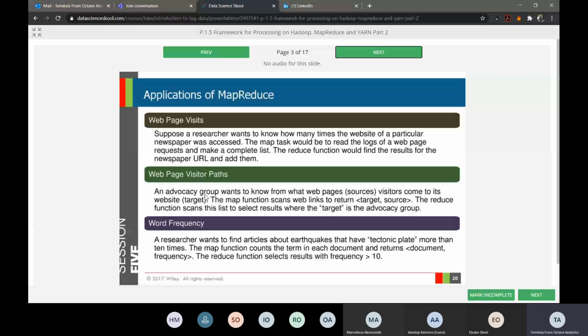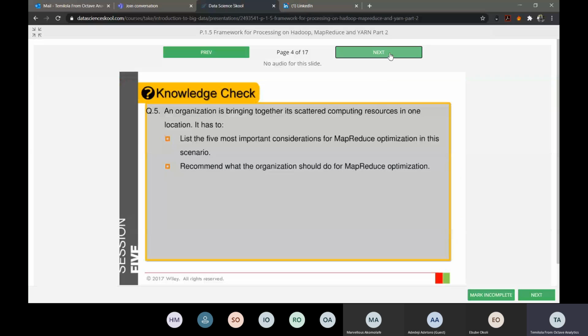So what frequency, just like what I told you, just like the example we saw in the MapReduce flow process, in the MapReduce operation example that was shown to us, counting the number of words we have in a chunk of text or data sets. So let's say researchers want to find out about earthquakes. It will count the number of words. These are applications of MapReduce. Okay.